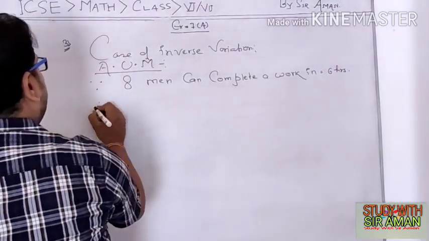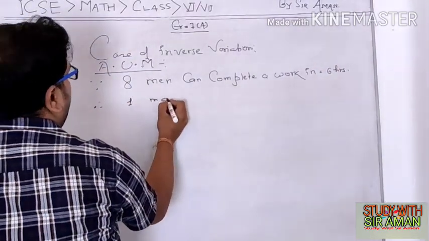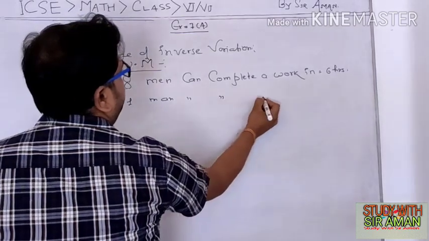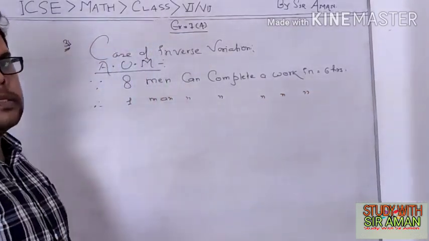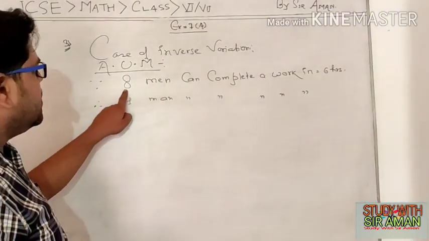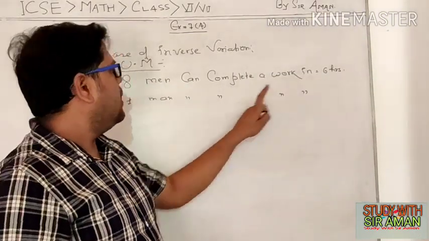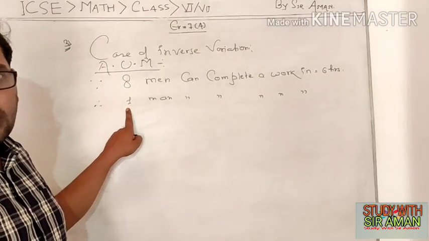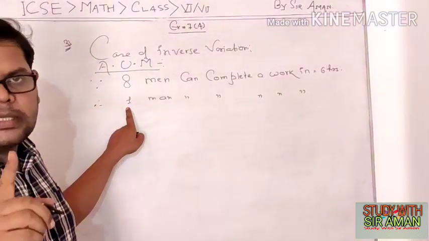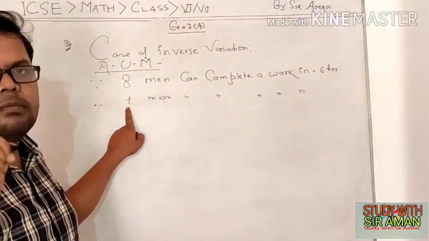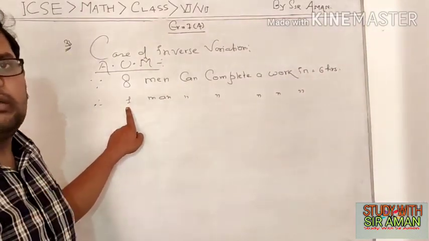Then therefore, 1 man can complete a work in... By your common sense you speak. 8 men can do it in 6 hours. Only 1 man will do it. Will he take more hours or fewer hours? Only 1 man, obviously he will take more hours. More means multiply, less means divide.